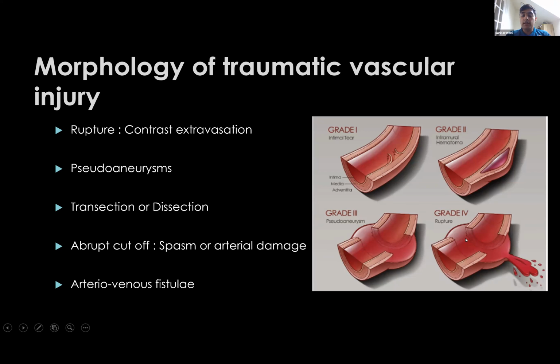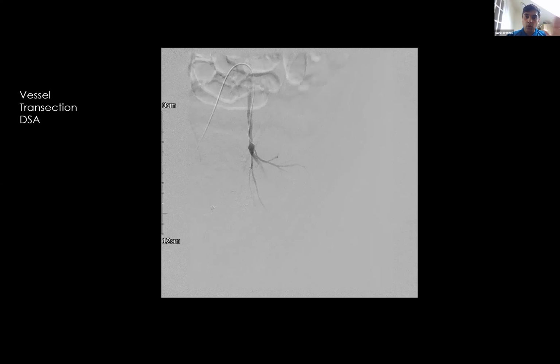Now, let's say it does rupture. Sometimes it ruptures into the neighboring vessel, and it's contained by the neighboring vessel and forms a fistula between the artery and the vein. In that case, you can have an AV fistula. Now, I will show you DSAs of all of these over the following cases, and hopefully you'll be able to understand that better. Now, this is a case of vessel transection, just to understand what it looks like.